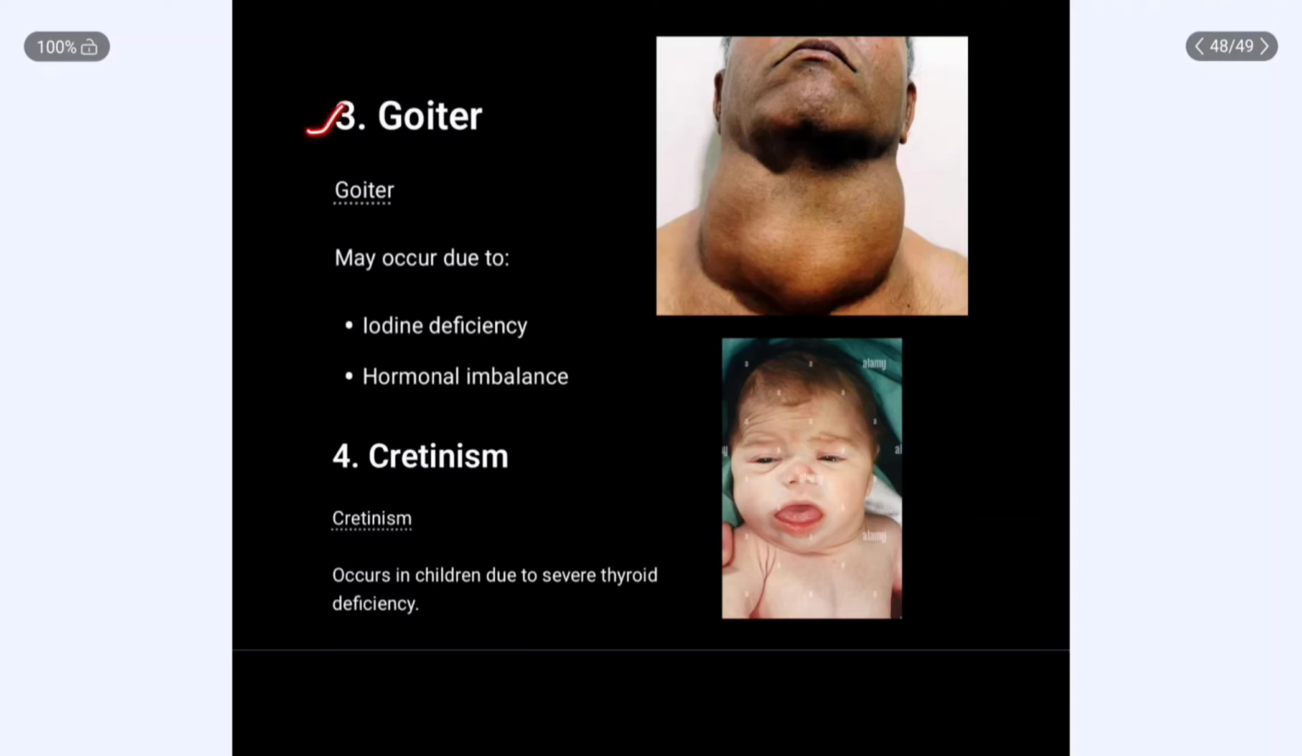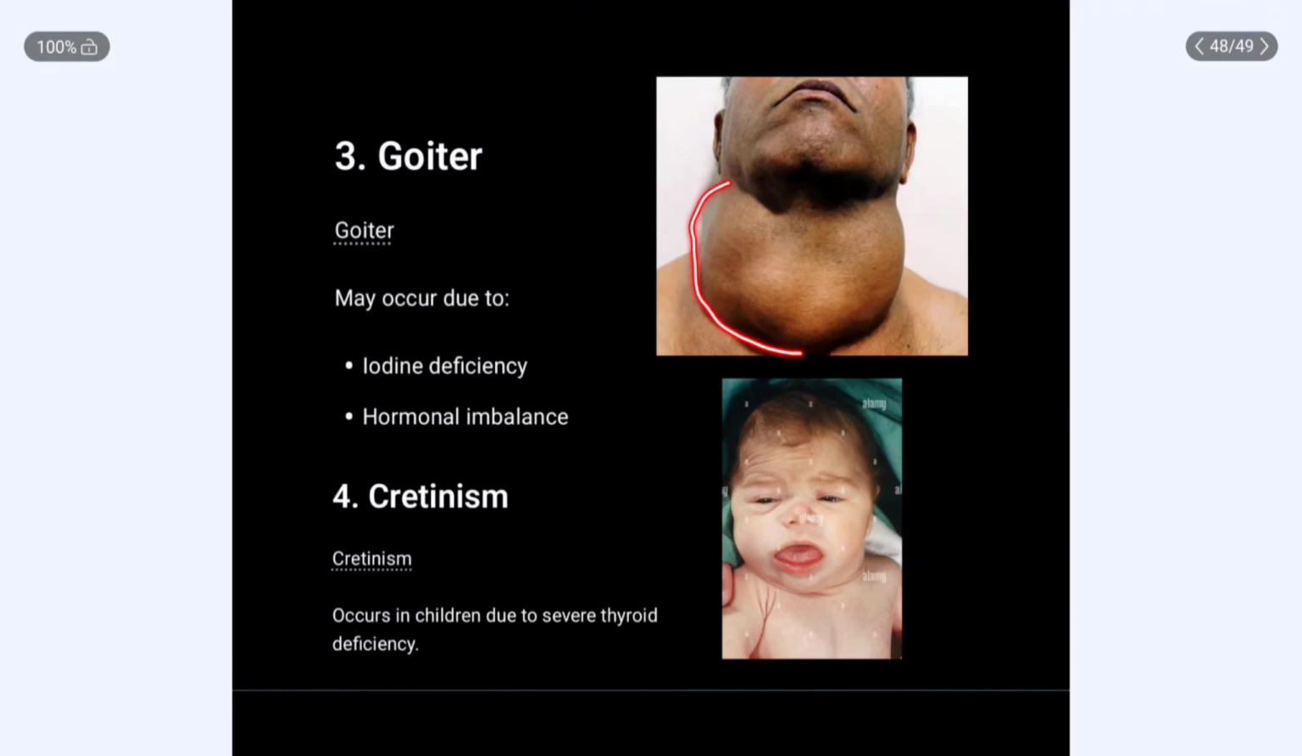Now, goiter. It may occur due to iodine deficiency and hormonal imbalance. You can see this is a patient of goiter. In goiter, basically, the thyroid lobes get enlarged. Here you can see in the picture that the thyroid gland is enlarged.